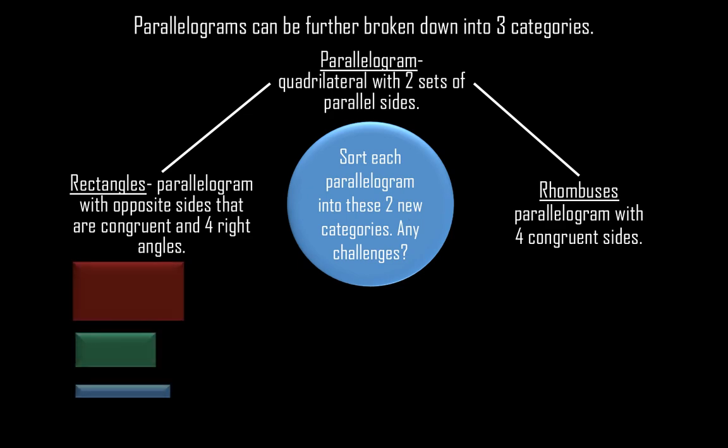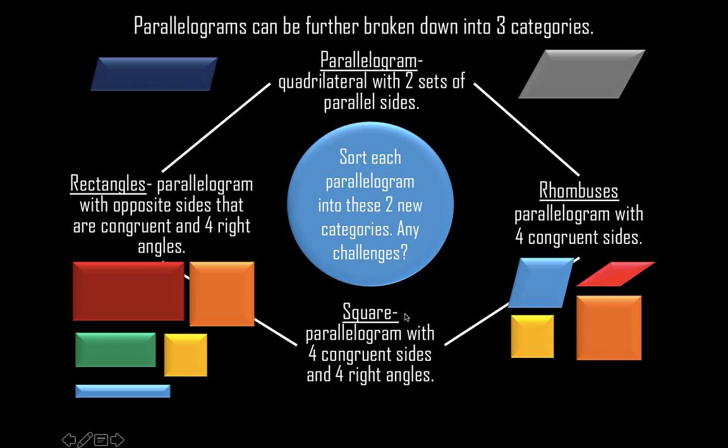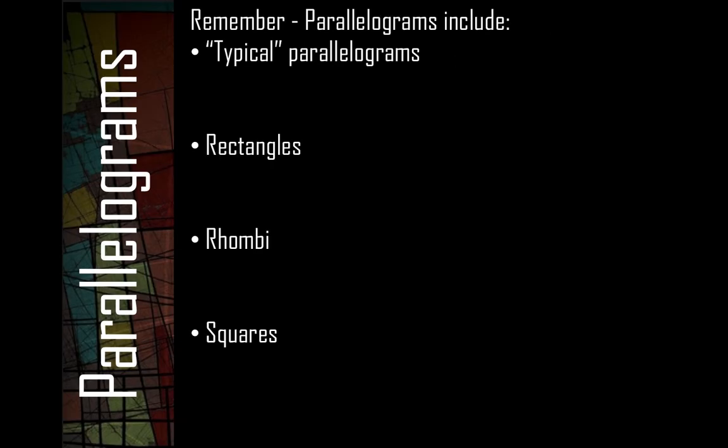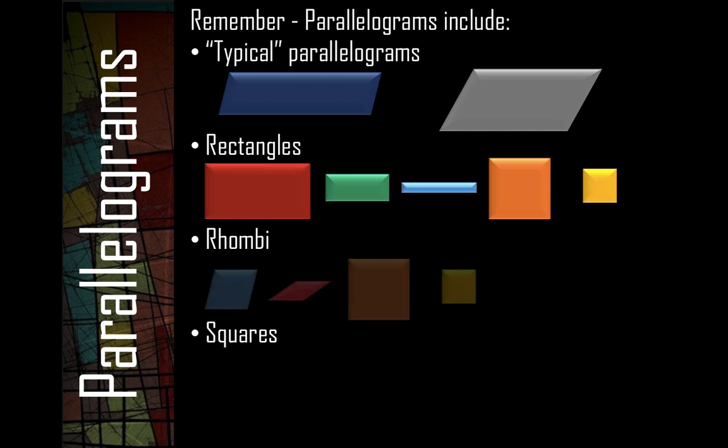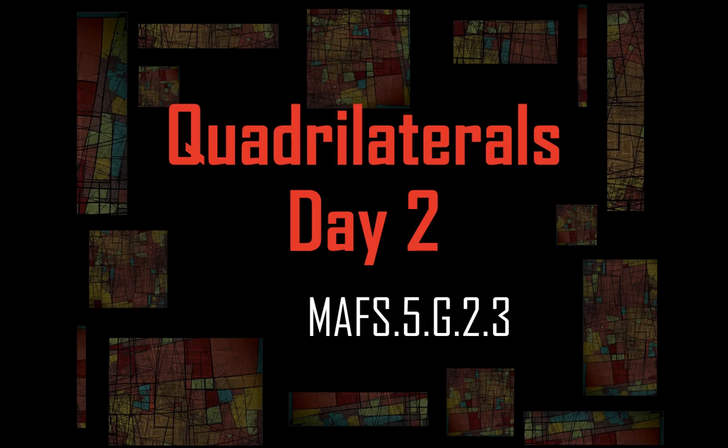Okay, we'll skip this part. You guys know the difference. And then last but not least, we have a square. So a square is a parallelogram with 4 congruent sides and 4 right angles. Today we're talking about how these 4 different terms relate to each other. Okay, so we did this yesterday, so we can get rid of it now. Okay, so now we're on day 2 of quadrilaterals.